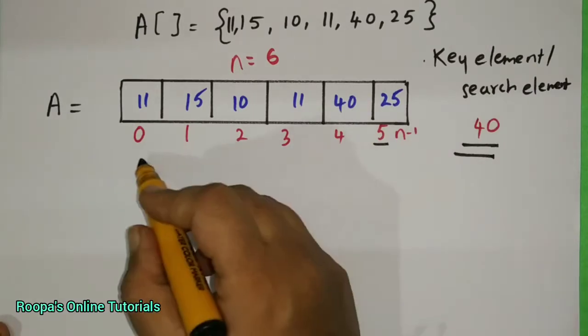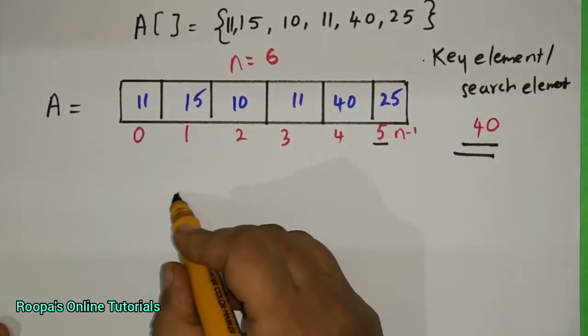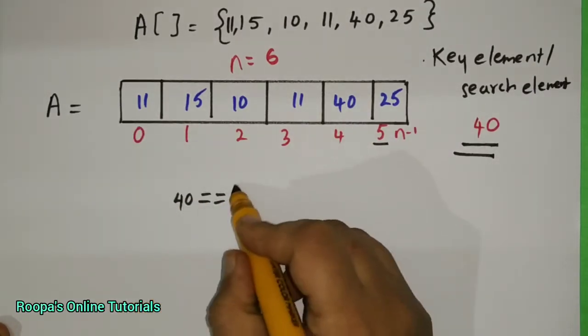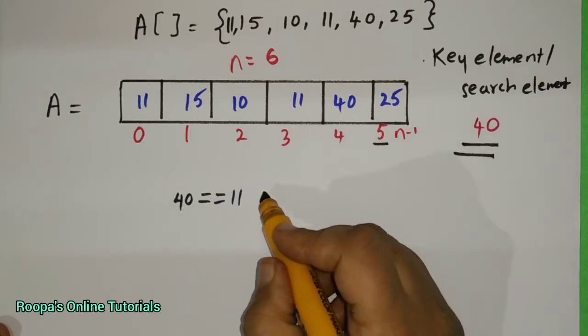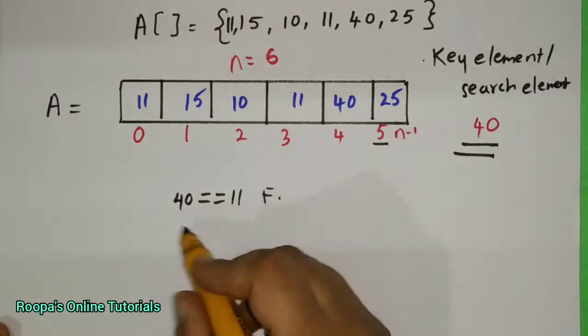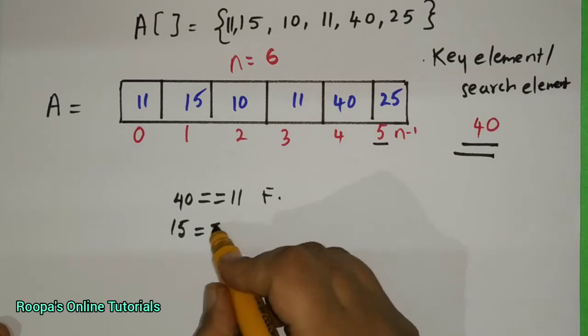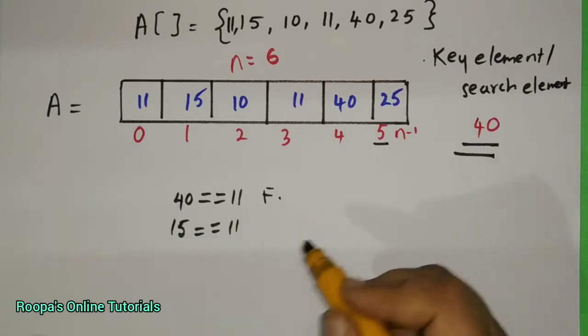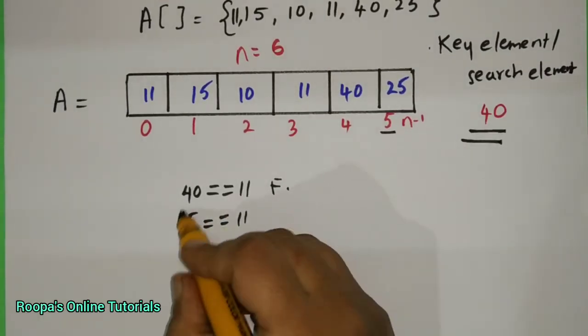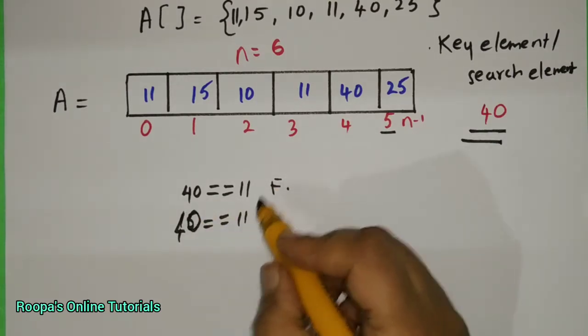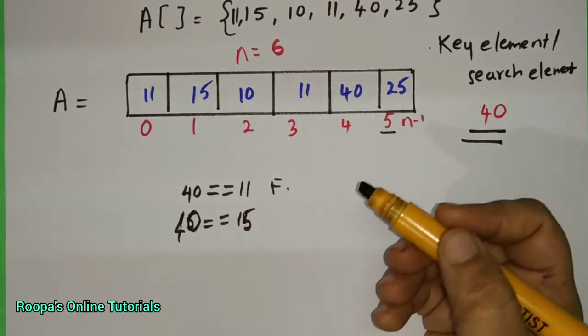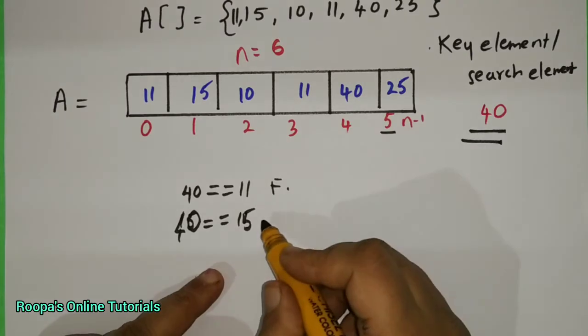We first go to the first element in the array. So we say, is 40 equal to 11? Is it true? It is false. Next we are going to compare this. Is 40 equal to 15?